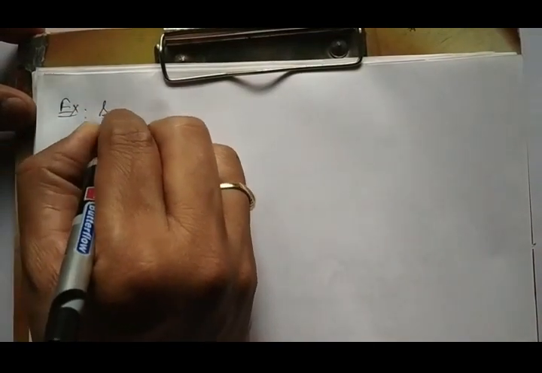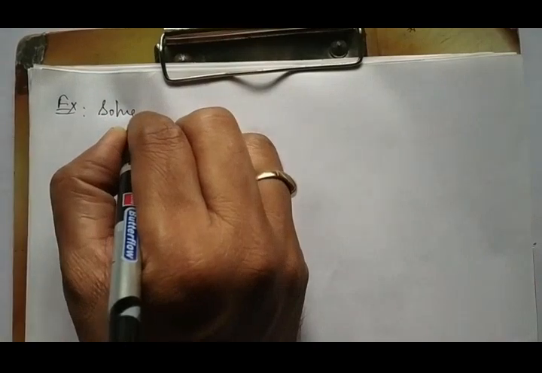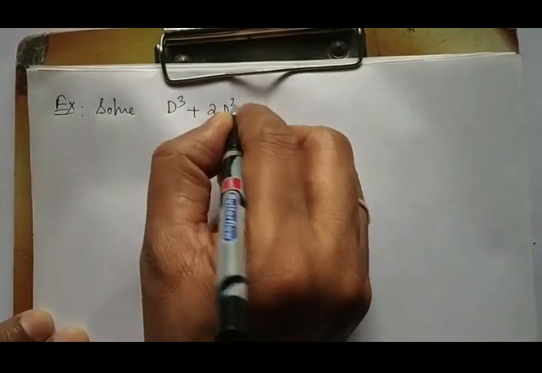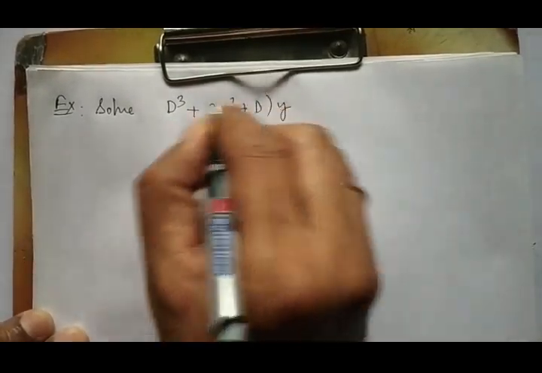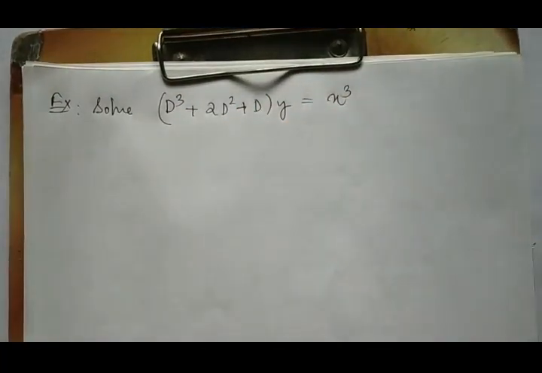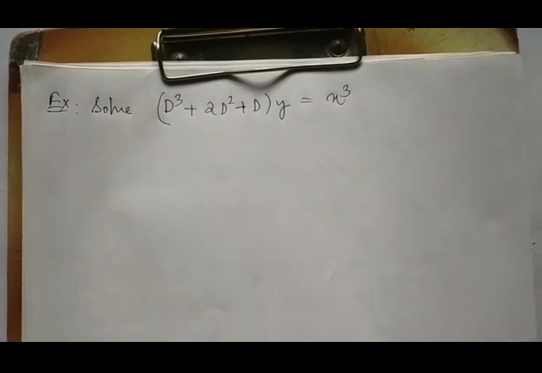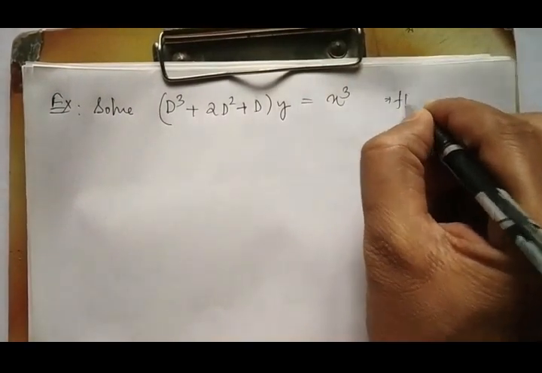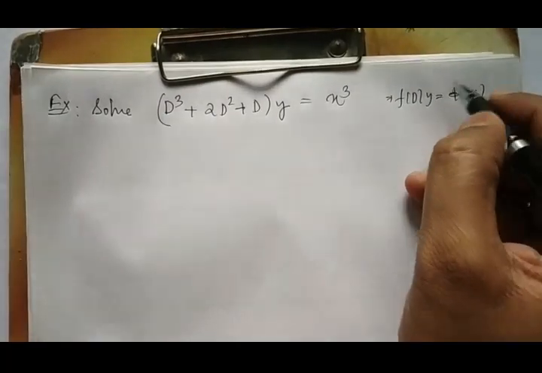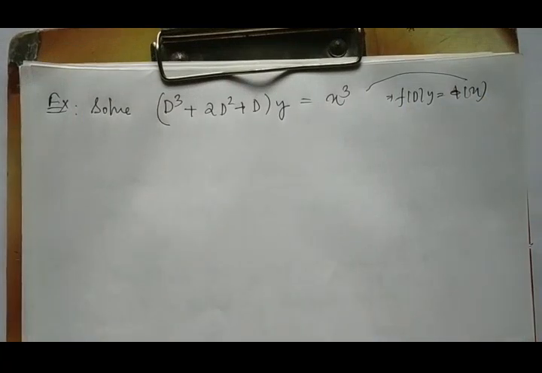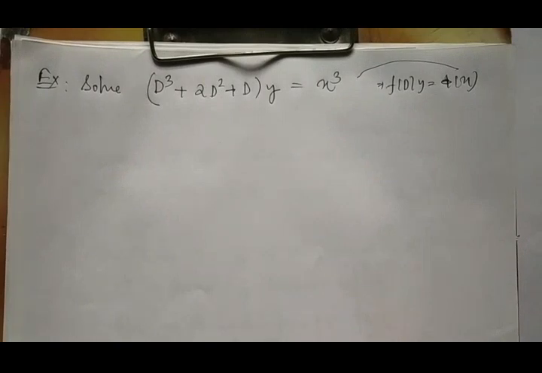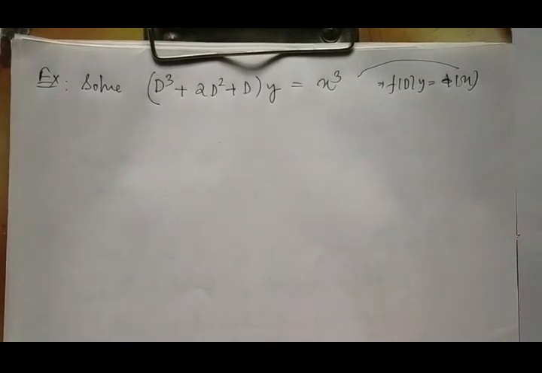So the example is like this. Solve d cube plus 2d square plus d of y is equal to x cube. Since we can see this is of a pattern f of d of y is equal to phi of x, and this phi of x is equal to x cube, which is nothing but a polynomial. When it is a polynomial, then we have to take a division method to calculate particular integral.